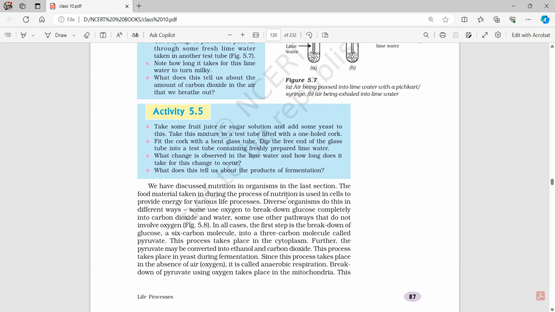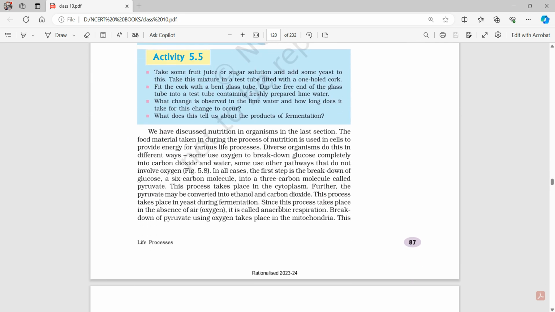5.3 Respiration. We have discussed nutrition in organisms in the last section. The food material taken in during the process of nutrition is used in cells to provide energy for various life processes. Diverse organisms do this in different ways. Some use oxygen to break down glucose completely into carbon dioxide and water. Some use other pathways that do not involve oxygen. In all cases, the first step is the breakdown of glucose, a 6 carbon molecule, into a 3 carbon molecule called pyruvate. This process takes place in the cytoplasm.